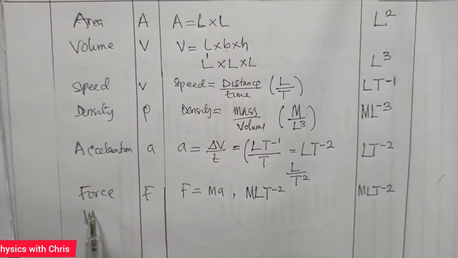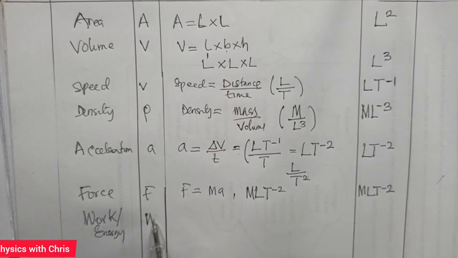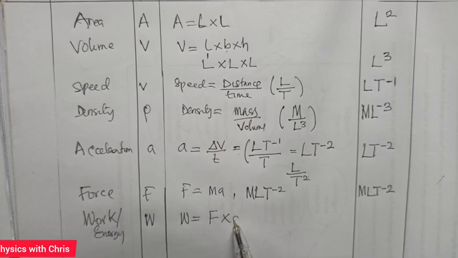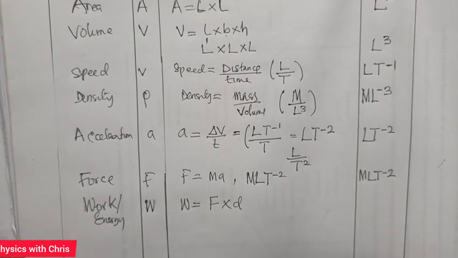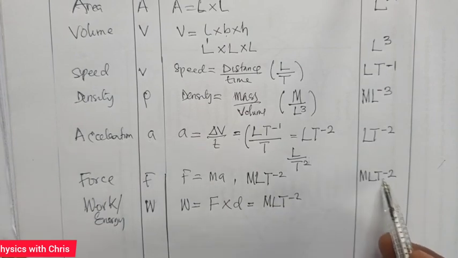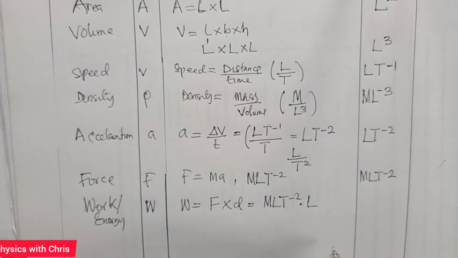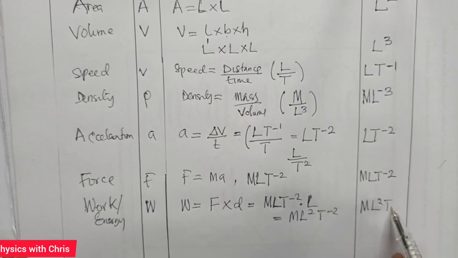Now, let's look at the dimension of work done, or energy. These two quantities have the same dimension. So, let me use the symbol W for work done, and that is the product of the force acting on the body and the distance moved by the body. So that is F times D. The dimension of force is MLT minus 2, as we have here, multiplied by the dimension of distance. Distance and length have the same dimension. If you multiply these together, you are multiplying L by L, which gives me ML squared T minus 2. That gives the dimension of work done or energy.